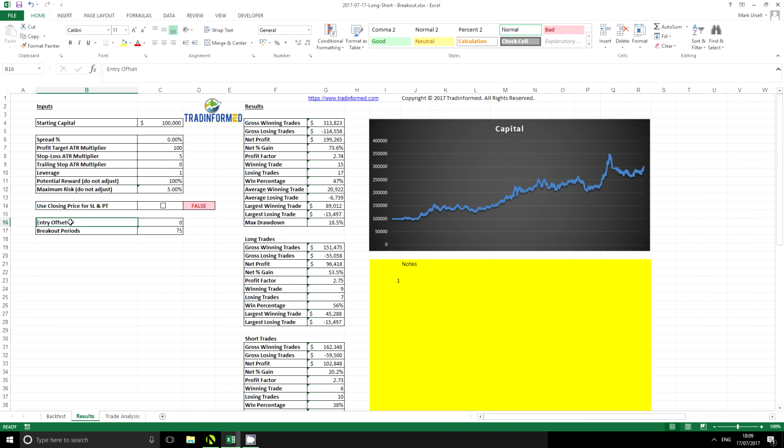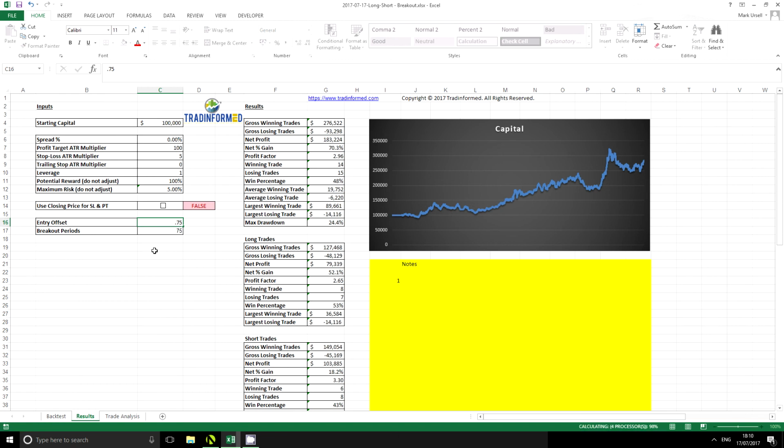Now, entry offset is another factor that we can have in developing a breakout strategy. The entry offset here is set in multiples of the ATR. So if I set it to 0, it means that as soon as we hit the Donchian channel, the high point of the previous 75 bars, we will have an entry. But maybe we want to offset this by a certain amount. We could offset it by 0.5 of an ATR or 0.75 of an ATR.